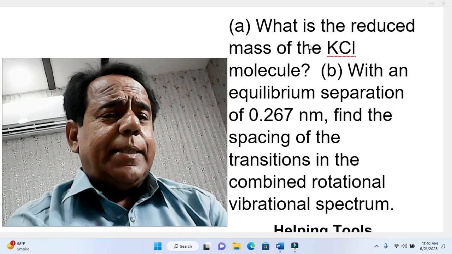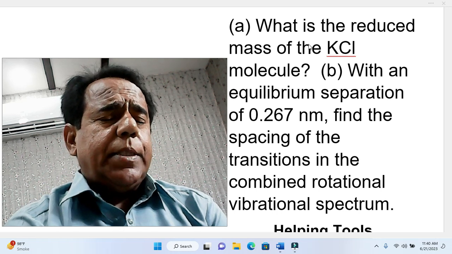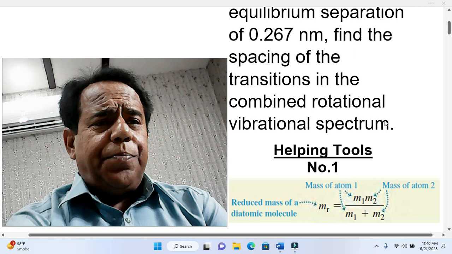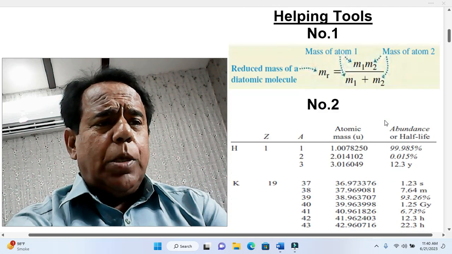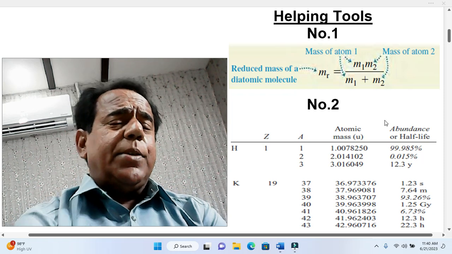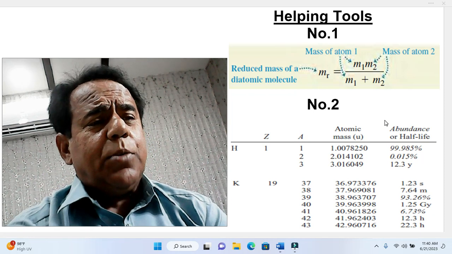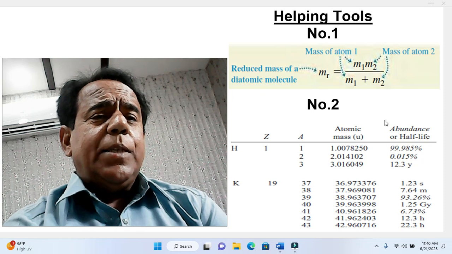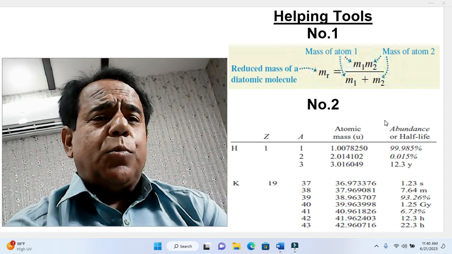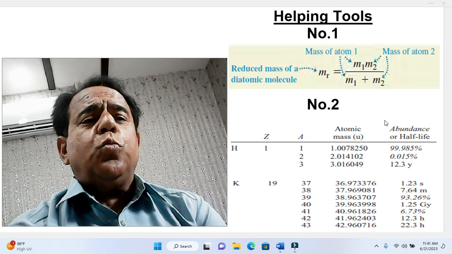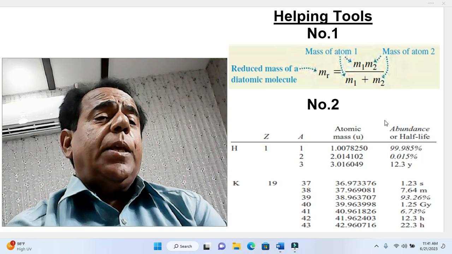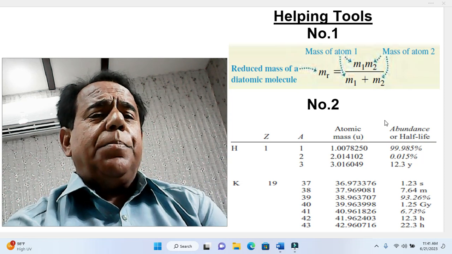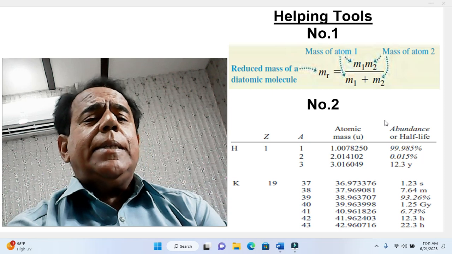In order to make this concept clear, we will introduce some helping tools. So as usual, now we move to our helping tools. Our helping tool number 1 is the reduced mass of a diatomic molecule. Reduced mass of a diatomic molecule, M_r, is equal to M1 M2 over M1 plus M2, where M1 is the mass of atom number 1 and M2 is the mass of atom number 2. So the reduced mass is equal to the product of the masses of the atoms divided by the addition of the masses of the atoms.